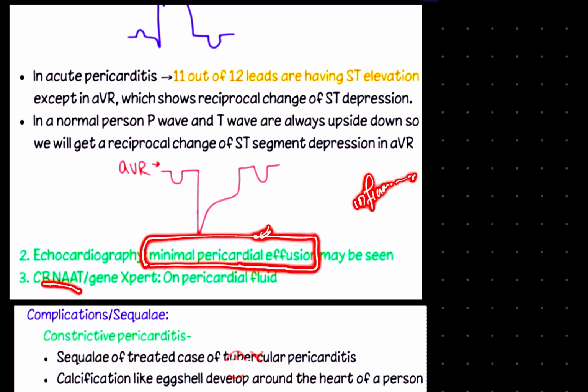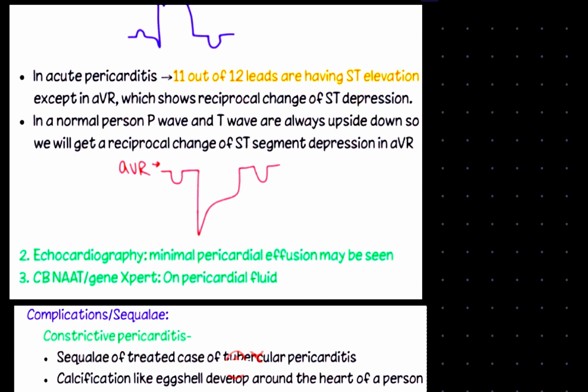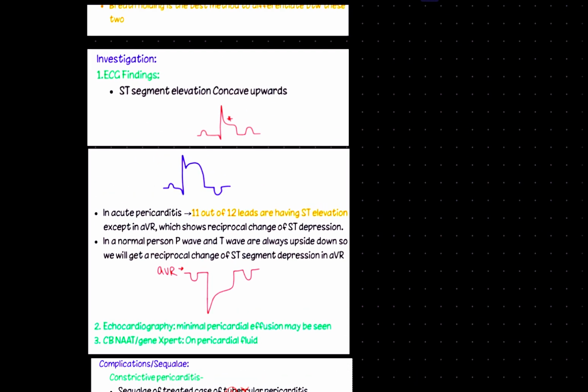Talking about CBNAAT or GeneXpert report, this pericardial fluid can be studied with the help of CBNAAT, or it is also called GeneXpert. Now these are our investigations, our findings.